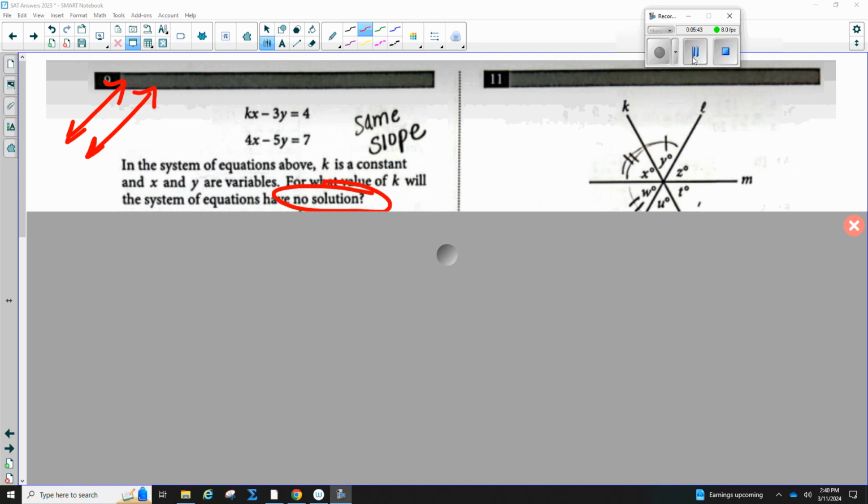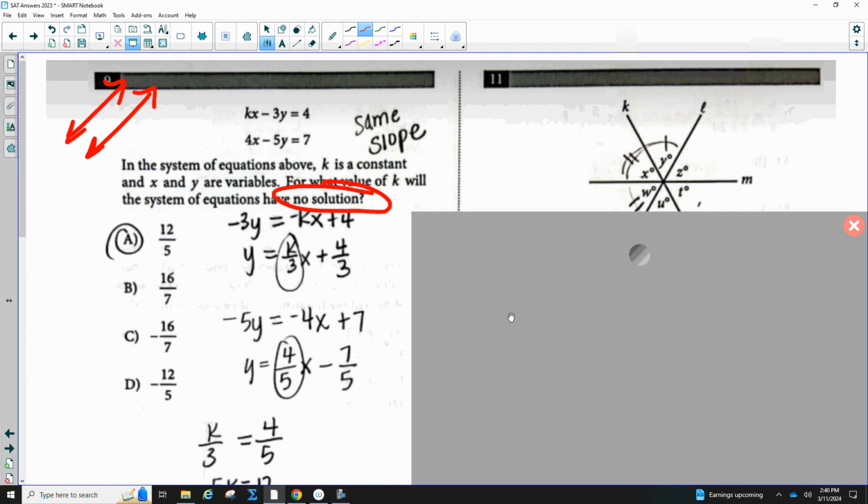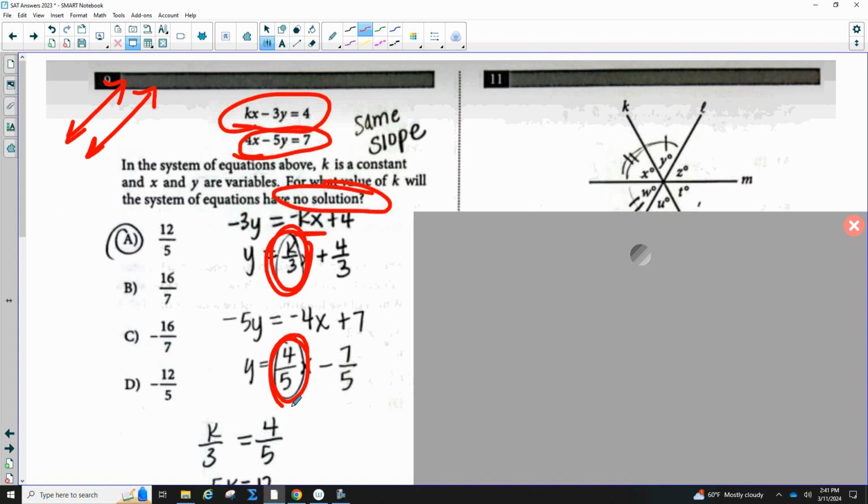So what you want to do is solve for y on each of these, okay? So minus the kx right here, divide by the -3, and then do the same thing here, minus the 4x, and divide by -5. And so they have to have the same slope, which means this has to be equal to this. That is the slope part of the equation, y equals mx plus b. So set the slopes equal.